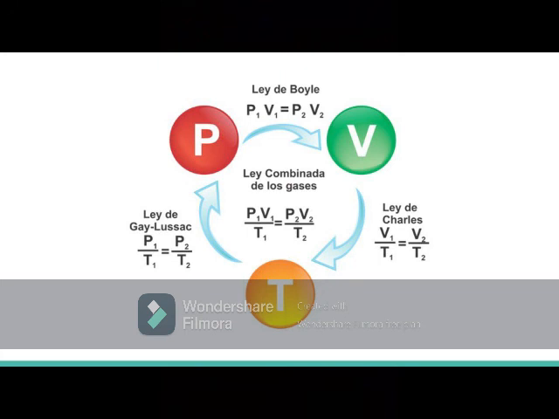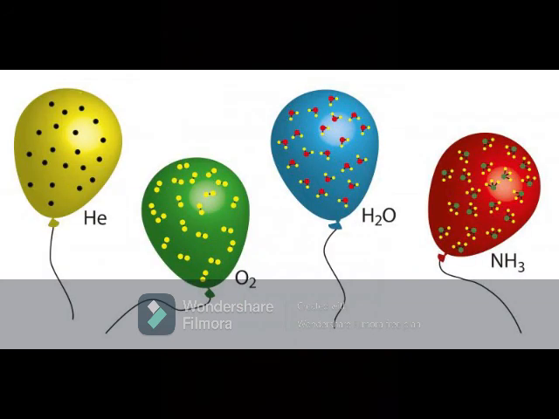The third one is Charles's law. Thanks to the studies of the Frenchman Jacques Charles in 1787, we have this law that expresses the constant relationship between the temperature and the volume of a gas when the pressure is constant. This is formulated for ideal gas purposes as V1/T1 = V2/T2.